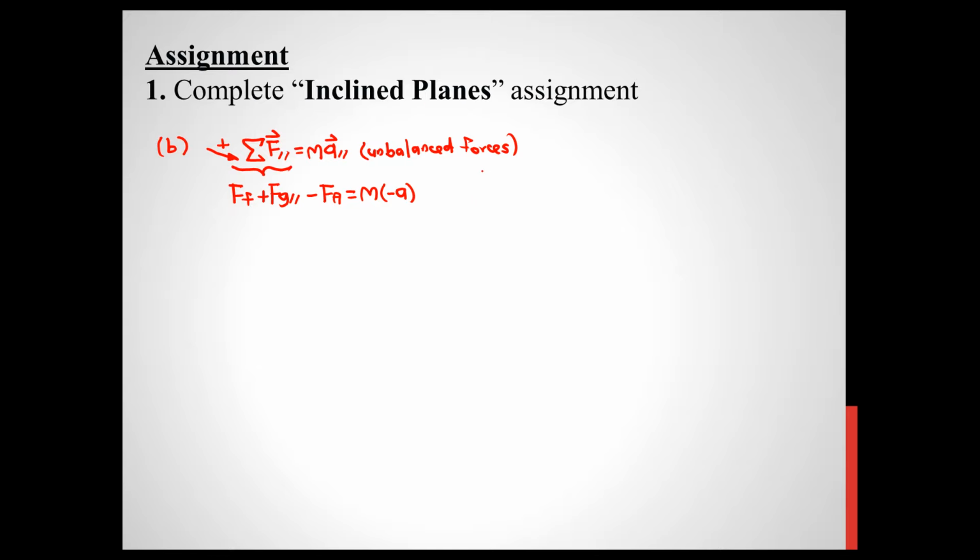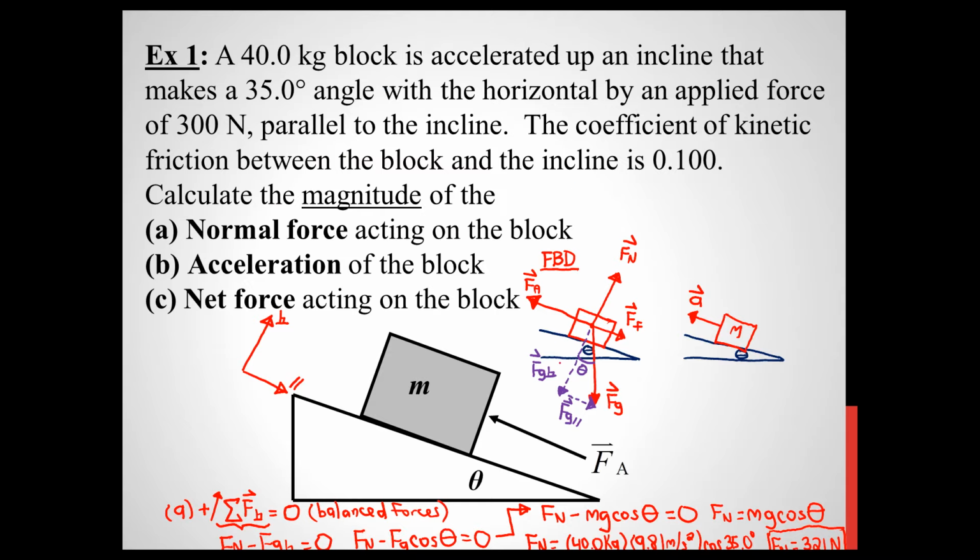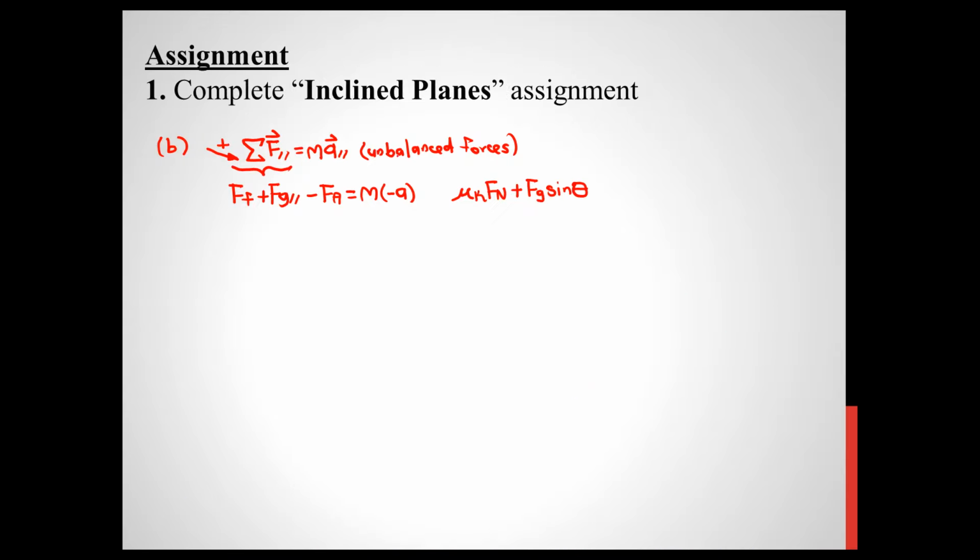Let's expand this. We're talking about kinetic friction. So the kinetic friction would be equal to the coefficient of kinetic friction, mu k, multiplied by your normal force, plus Fg parallel would be Fg times sine of theta. We can see this from the components diagram. On the components diagram, relative to the angle theta, Fg parallel is the opposite side. So we're going to use a sine ratio. Subtract Fa. And that would be equal to negative m times a.